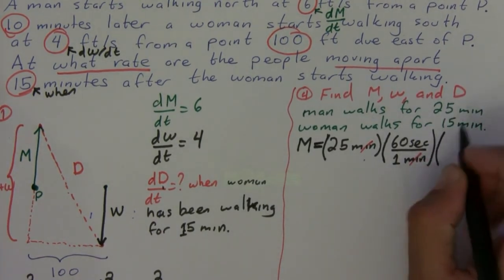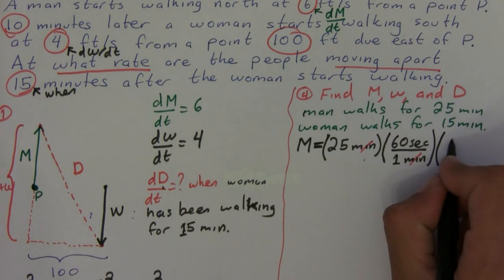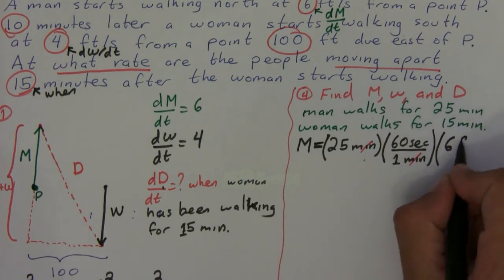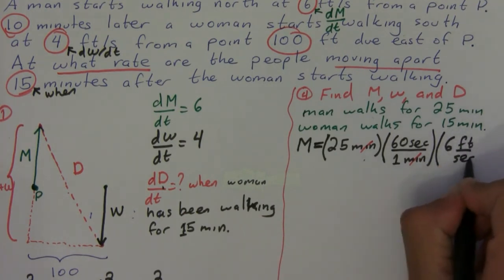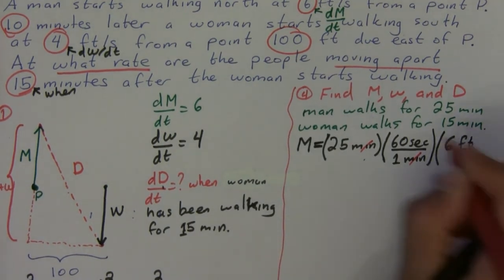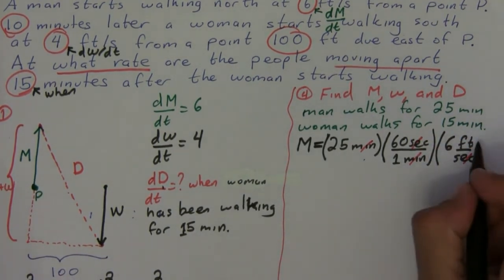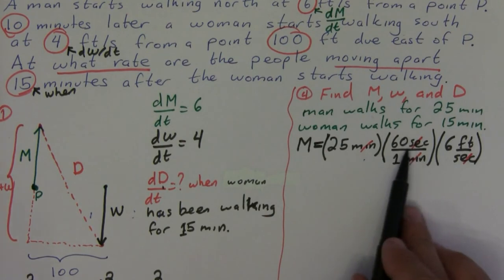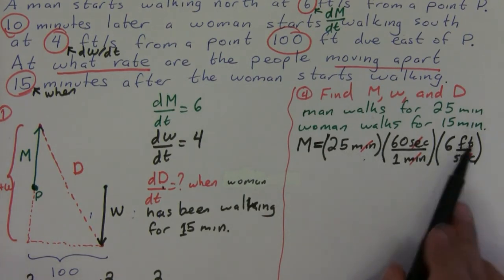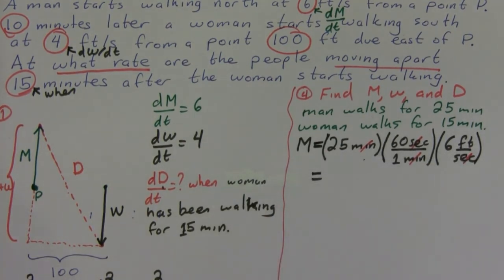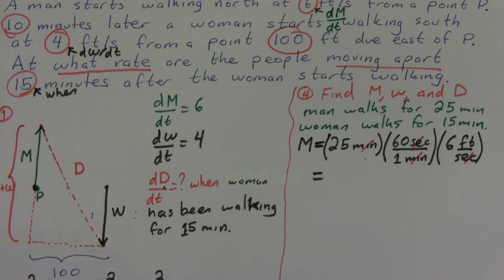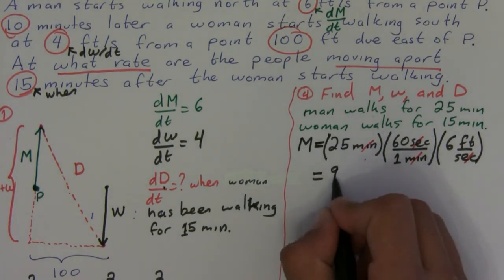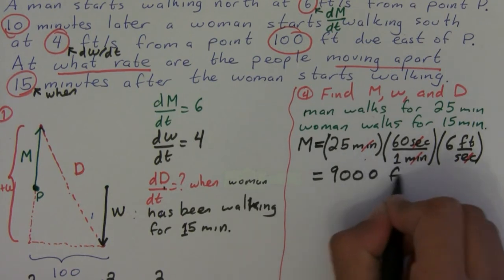And I'm going to multiply this by 6 feet per second. And notice that after this, the only unit that's left over is feet. And so this tells me that it's correct. Okay, so if I multiply 25 times 60 times 6, I'm going to get that the man walked 9,000 feet.